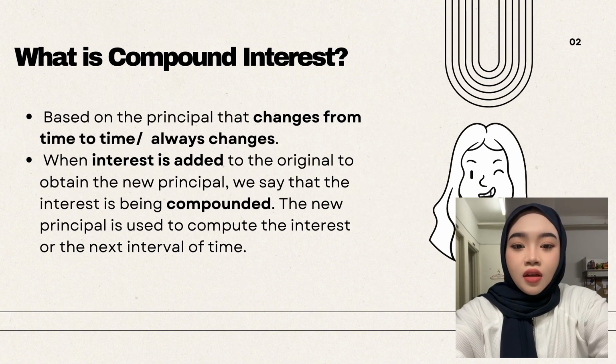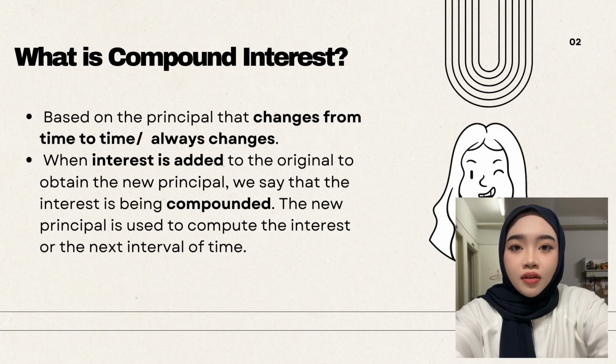What is compound interest? Based on the principle that change from time to time, always change. When interest is added to the original principal to obtain the new principal, we say that interest is being compounded. The new principal is used to compute the interest for the next interval of time.